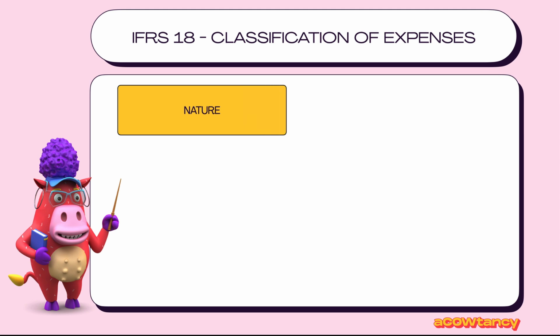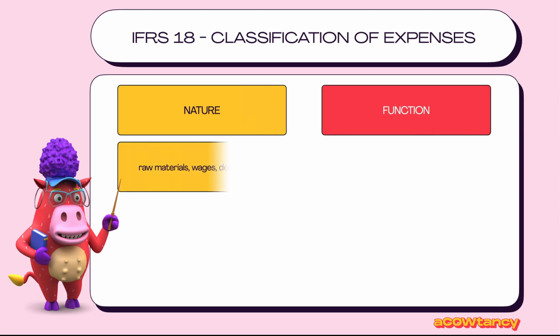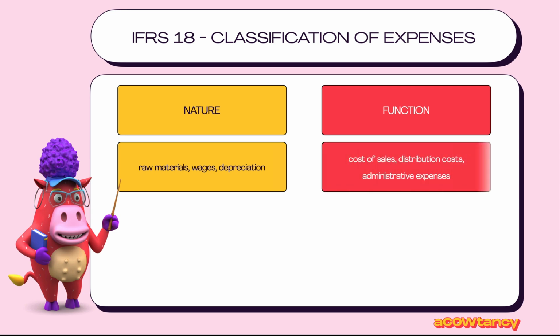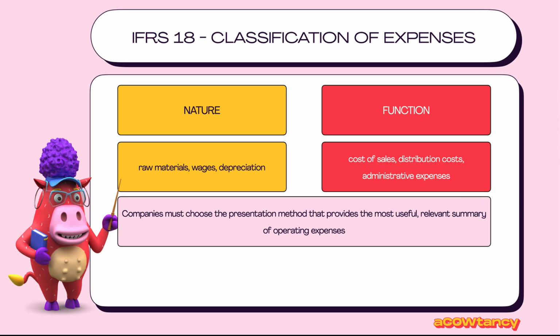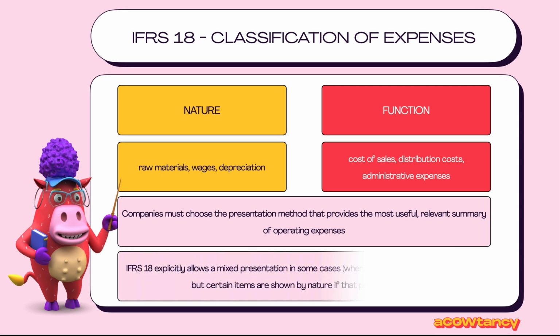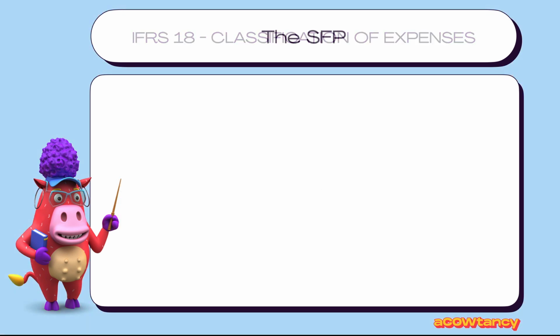I quite like it. Now it also says, look, your operating expenses could be by their very nature, by what they are. You could list them as raw materials, wages, depreciation. Or you could do as what most people do, list them by their function: cost of sales, distribution costs, admin expenses, etc. Now, you must choose the one that gives the most useful, relevant summary of the operating expenses. So choose the one that's best for users. Now, you can have a mixed presentation where some expenses are by function and certain items are shown by nature, if that provides clarity only, okay? But generally you keep them separate.